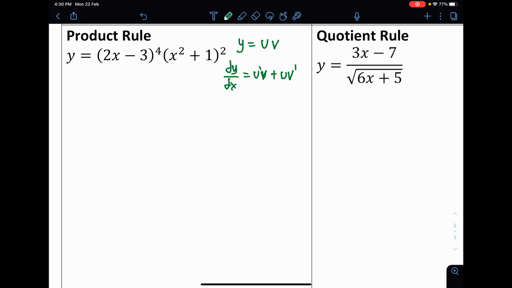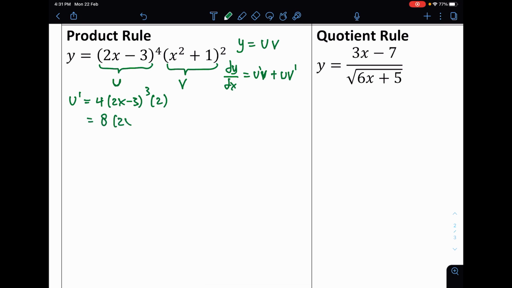Now let's just look at the example. This is actually not so difficult to understand. Again, I will consider this as the first bracket u, this as the second bracket v. Now if you want to prepare, you can do that first. You take out the u prime, meaning you differentiate the u, take the 4 down, 2x minus 3 power of 3, multiply by 2, which is 8 of 2x minus 3 power 3. Then take down the v prime. Likewise, take the 2x squared plus 1, multiply 2x. So then I get 4x, bracket x squared plus 1.